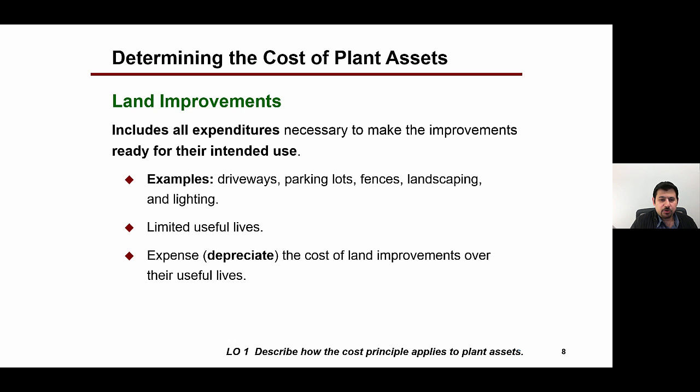Now, before we move further, it is important to understand that depreciation is not a valuation process. It is more of an allocation process. This is where the company would say that the cost of this asset is split over the useful lifetime in order to recognize the expenses, to match the expenses with the revenue generated using that asset.